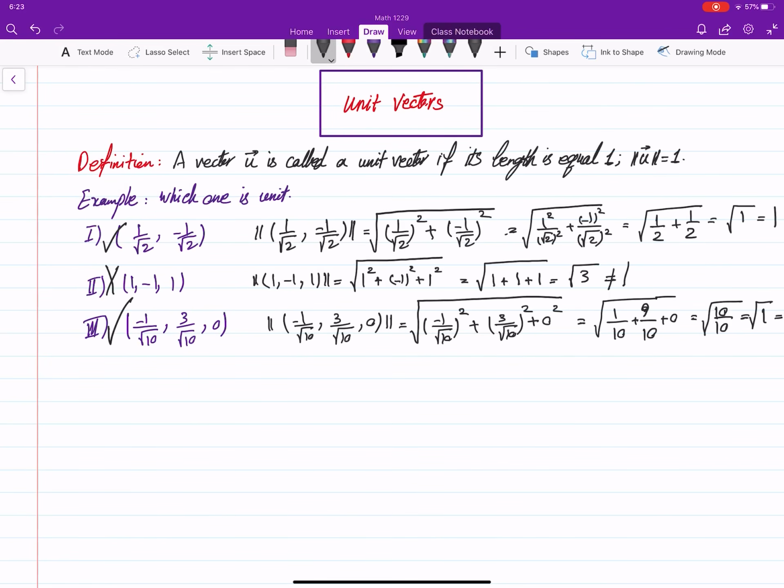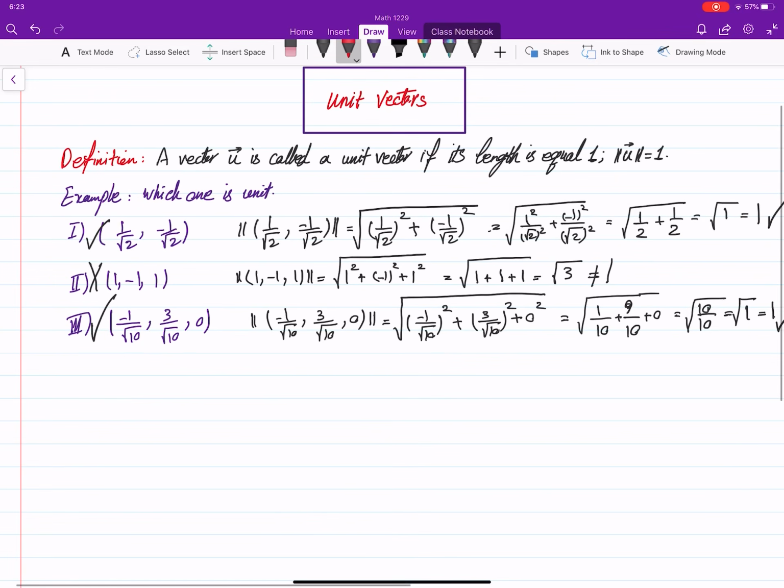Well, if a vector is not a unit vector, we still can find a unit vector which has the same direction. In other words, unit vectors are going to play the role of direction for all the vectors. So this is the fact we need to know.